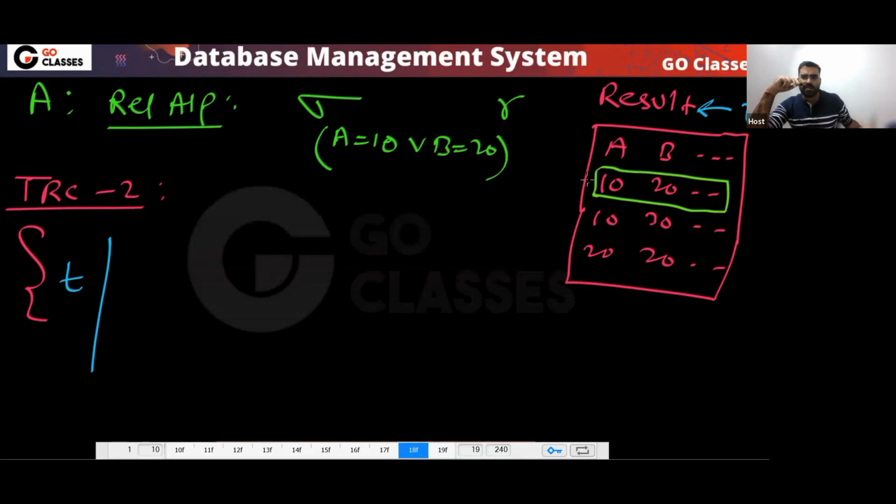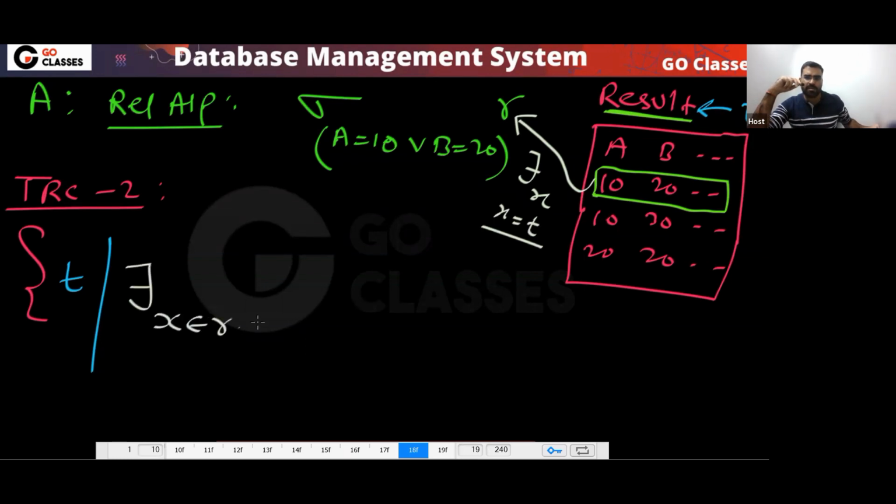If this is coming in the result, then there exists a tuple here, such that x is equal to t. Yes or no? So I can say that there exists a tuple in R such that x must be exactly the same as t.